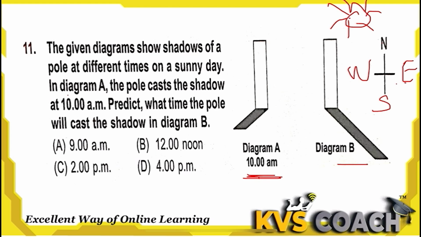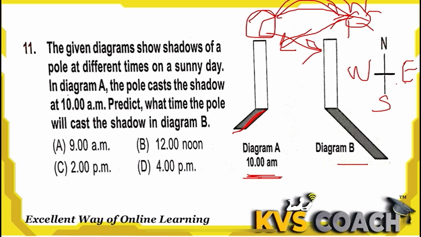If the sun is rising from the east, then its light goes in this direction, and this is 10 a.m. After some time it will come like this, and here. When it comes here, the sunlight gives this shadow. We need to find out what the time is here. Here it is already given, that is 10 a.m., morning time. So what is the time here?